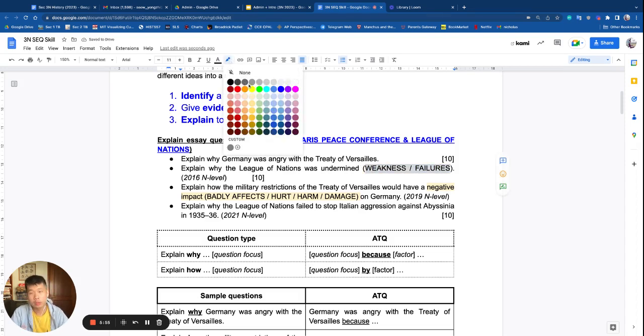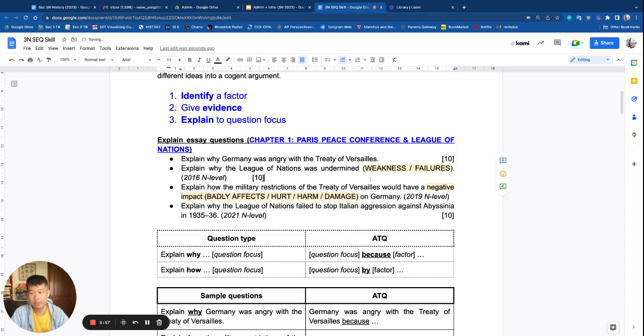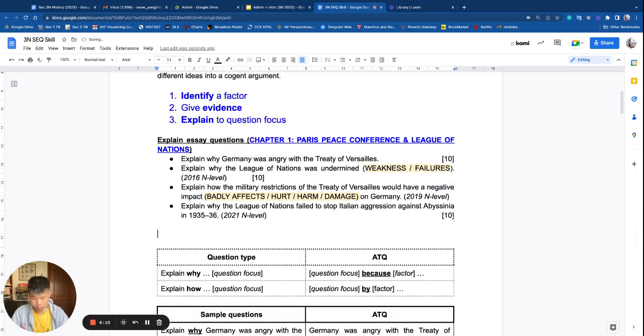So as you read the questions, you have some idea of what the question might want you to do. So the first thing we want to learn is what is the question focus.